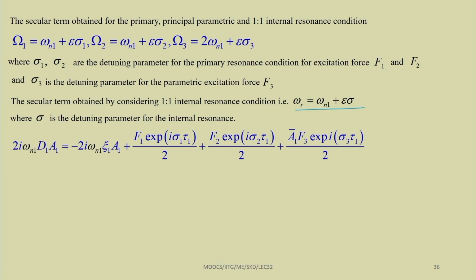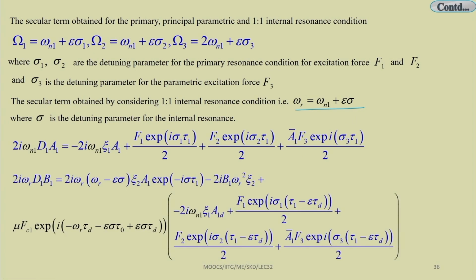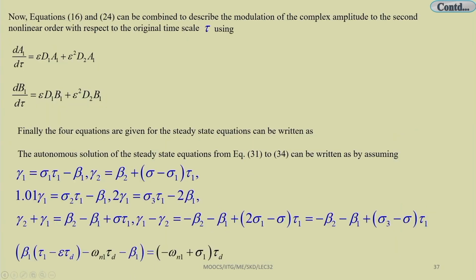Now, we can write the terms which give rise to secular term. So, this is the term which gives rise to secular term. So, this term has to be eliminated to get the response of the system. So, here we can take d a1 by d tau equal to epsilon D1 a1 plus epsilon square D2 a1. Similarly, d b1 by d tau equal to epsilon D1 b1 plus epsilon square D2 b1.